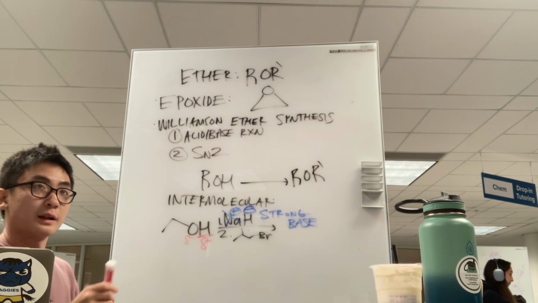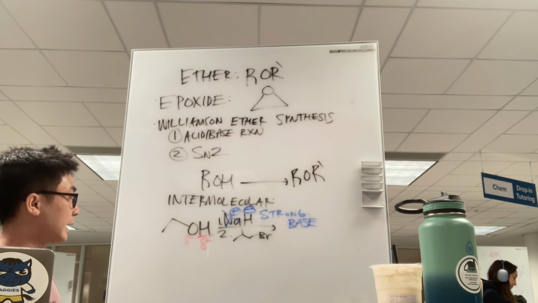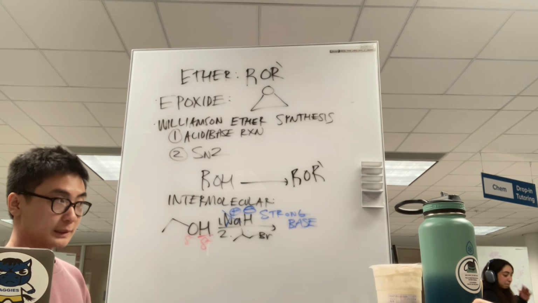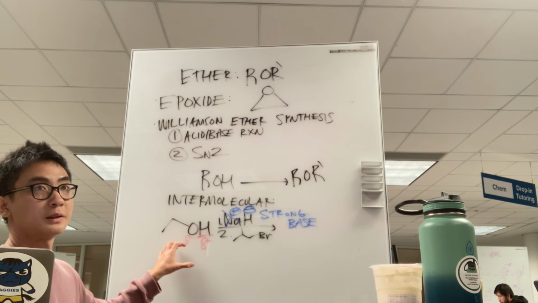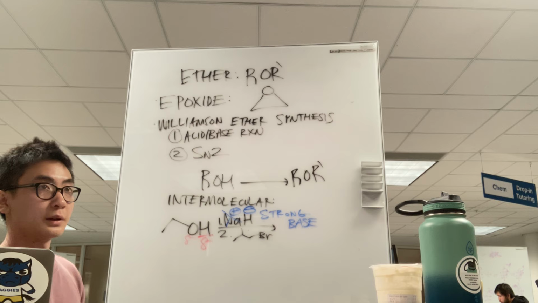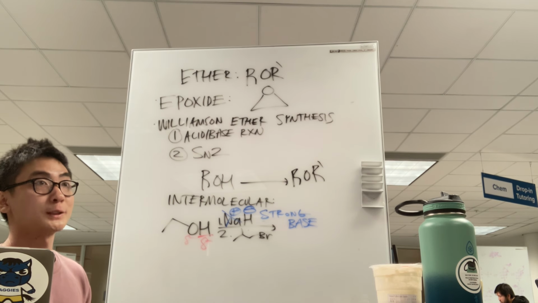Is there any way you could use NaOH? NaOH would be a weaker base, so we wouldn't be able to deprotonate this alcohol. So it wouldn't make a 100% alkoxide ion. Yeah, it would make a 100% alkoxide ion.